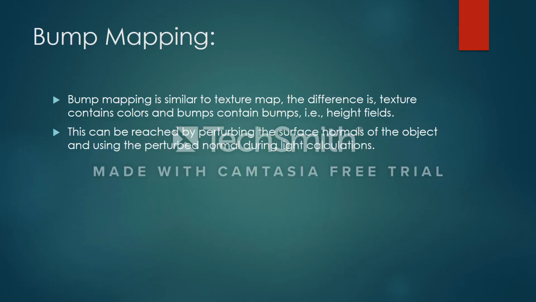Bump mapping. What is bump mapping? Bump mapping is similar to texture mapping. The difference is texture contains colors and bumps contains bumps. These are height fields. This gives height to an image at certain parts. The field has some height or depth. This can be achieved by perturbing the surface normals of the object and using the perturbed normal during light calculations.